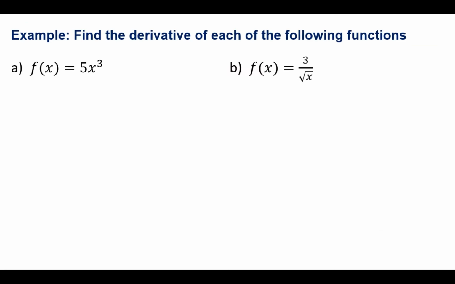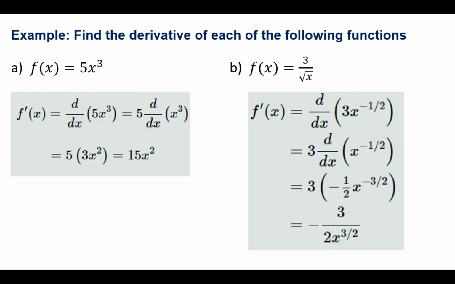Okay, so according to the constant multiple rule, the first question, the derivative of f(x) equals 5 times 3 times x to the power of 2, right? First, we can put the constant in front and find the derivative of x cubed. The derivative of x cubed is 3 times x to the power of 2. Therefore, the derivative of f(x) equals 15 times x squared.